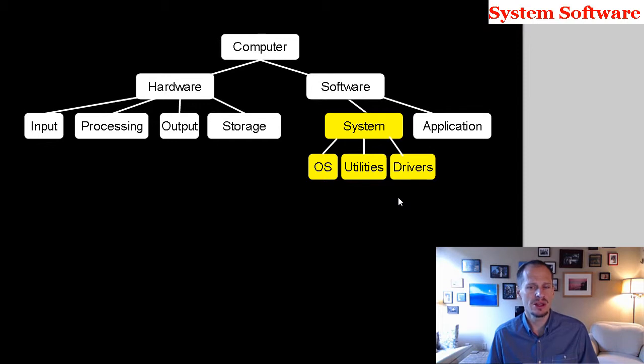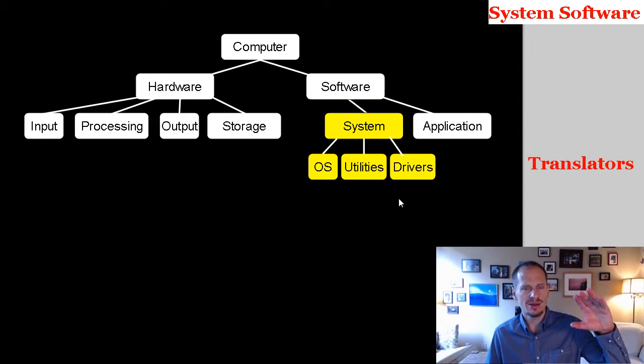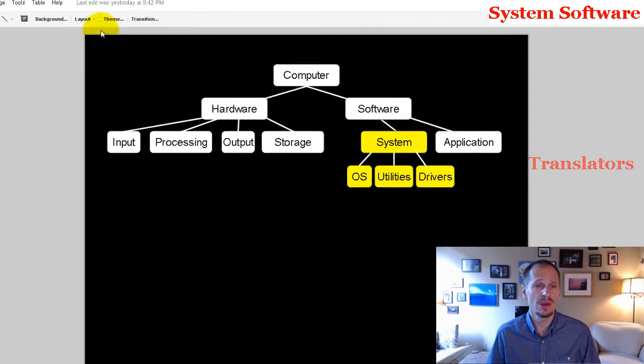Sometimes people also include translators in system software. I'm not including it, because why include it? Translators are basically what you need when you write a program. I'll talk a little bit more about this when we talk about programming in a future week. When you write a program, you write it in a programming language, and then it needs to be translated down to zeros and ones, because that's all computers understand. So that's what a translator is. And we'll talk about it more in the programming week.